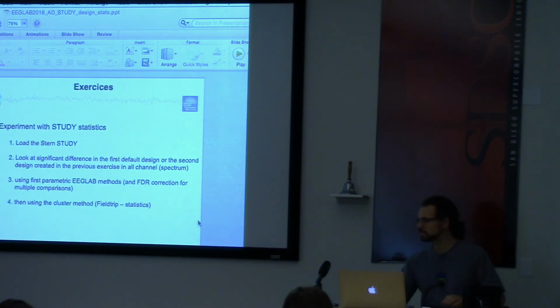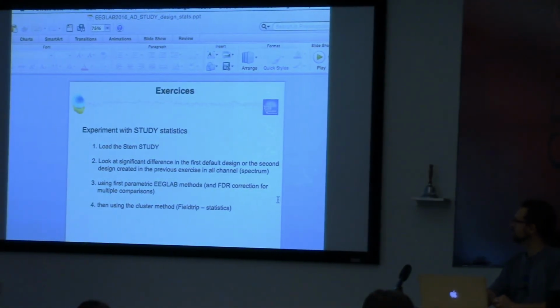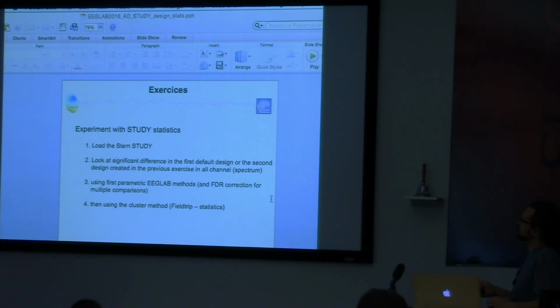So let's just do this exercise real quick about experimenting with study statistics. We're going to take the same data you were just using and the spectrum you've computed, and first use this parametric statistics with EEGLAB methods and use FDR correction, for instance, to plot without correction and after correction. And then also try to use the cluster method. That's the second one, in FieldTrip, to correct for multiple comparison.